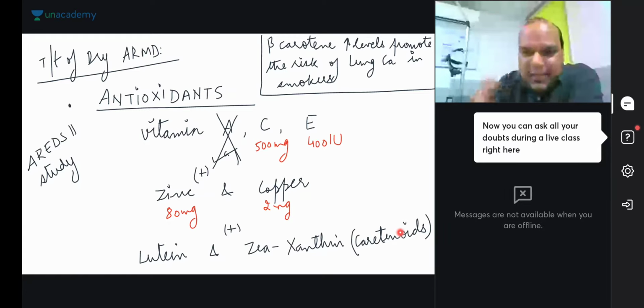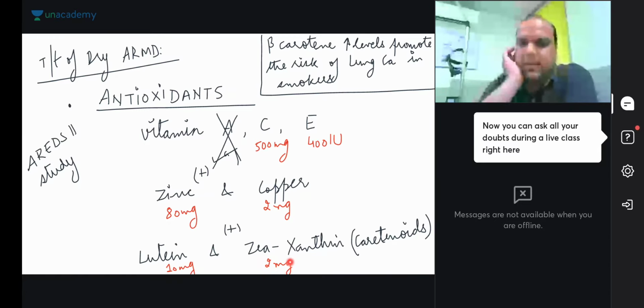So we are giving substances like beta carotene, which are lutein and zeaxanthin. Now, what is the dosage? So 10 milligram is lutein, and 2 milligram again is zeaxanthin. Okay, everybody. So that's your antioxidant treatment for dry ARMD to prevent the progression from dry to wet ARMD. I hope we are clear here. There's no confusion in this.